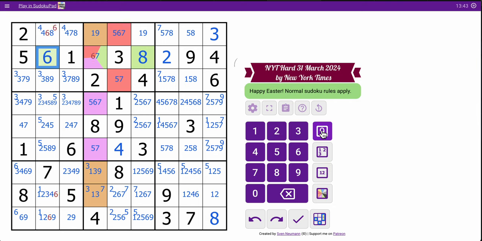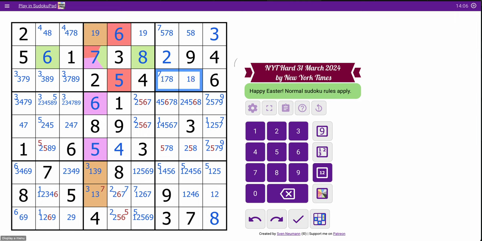Eight will place 6, 7. Unwind a lot. 5, 6, 5, 6. I've known that wasn't 6 for a while. Okay, these aren't 5. Well, that's not helpful. Okay, those aren't 6. None of these are 5. None of those are 5 or 6.